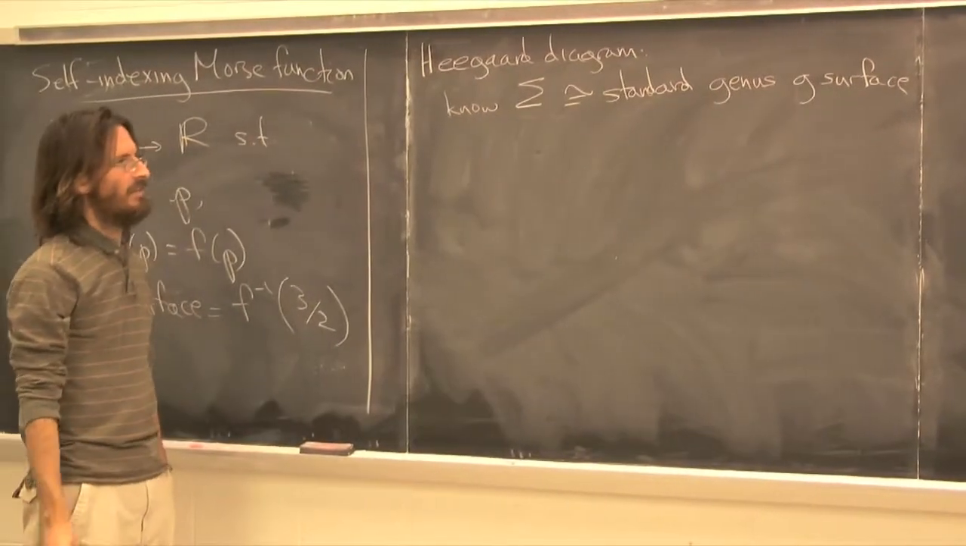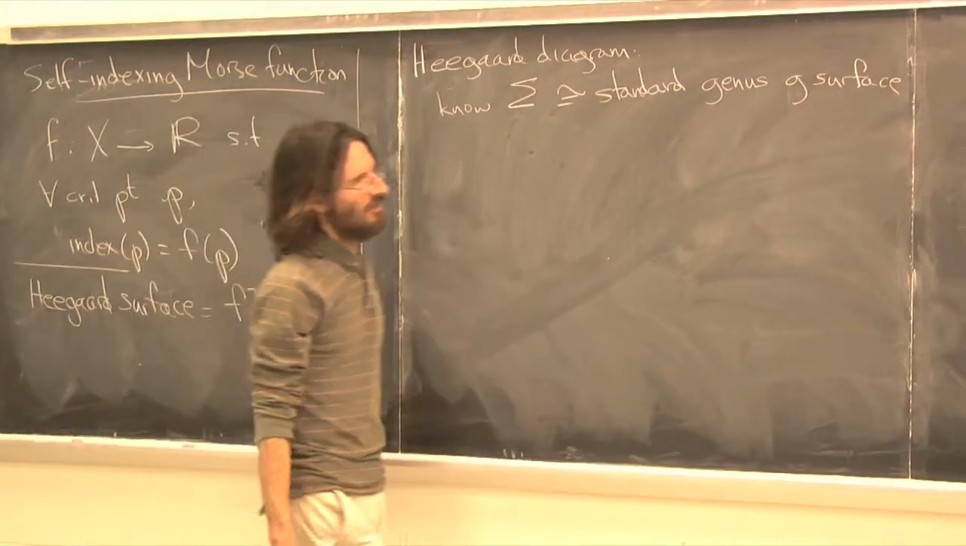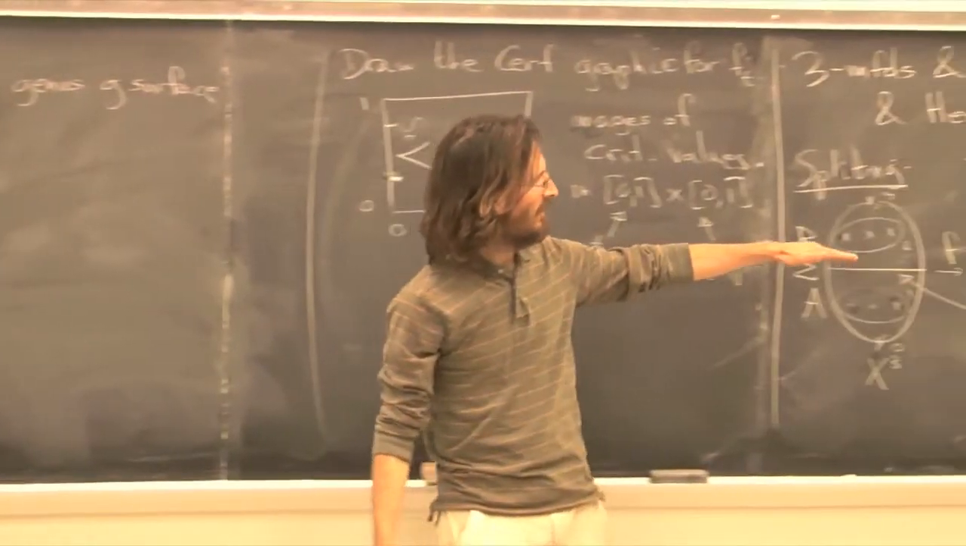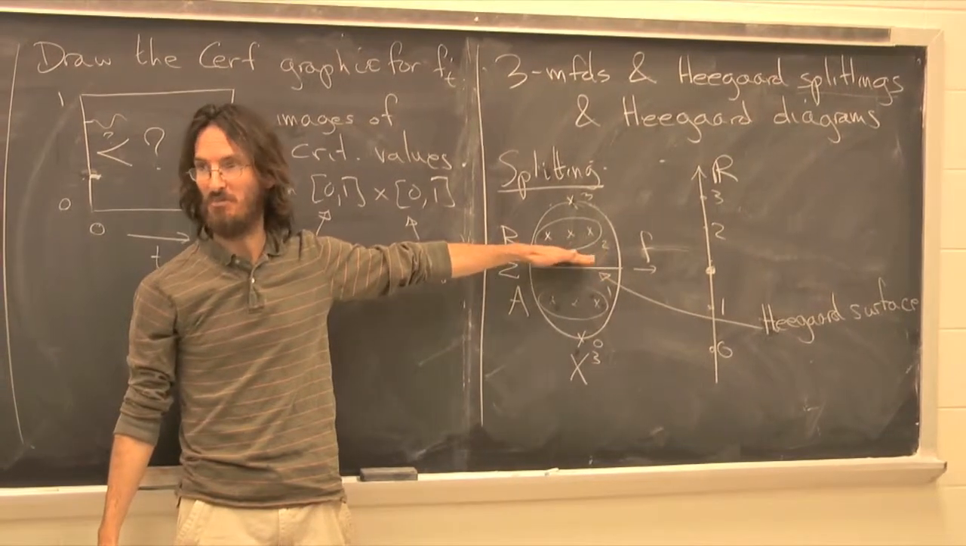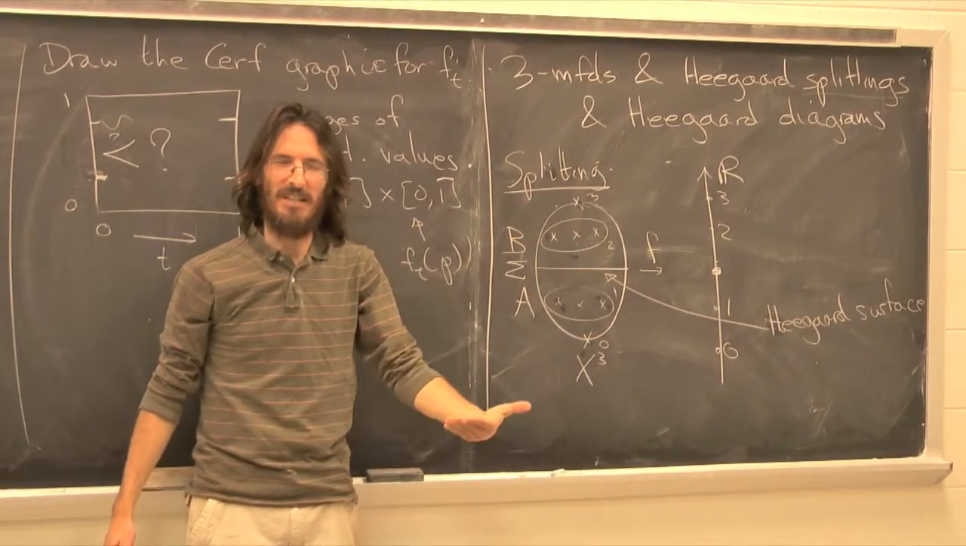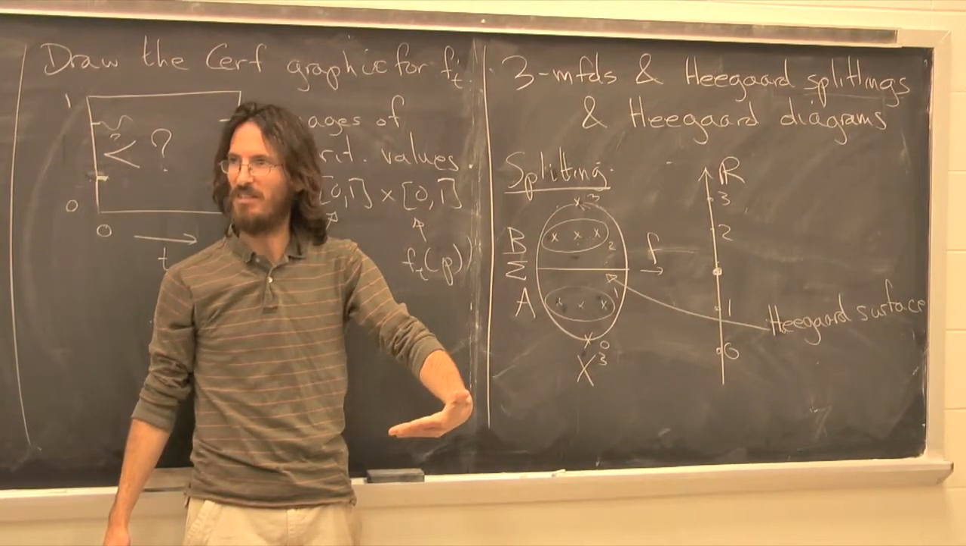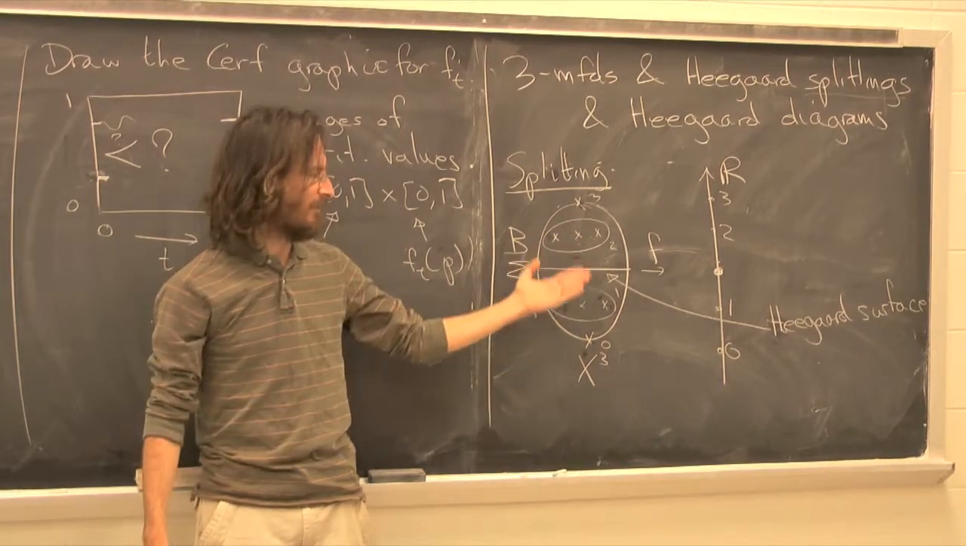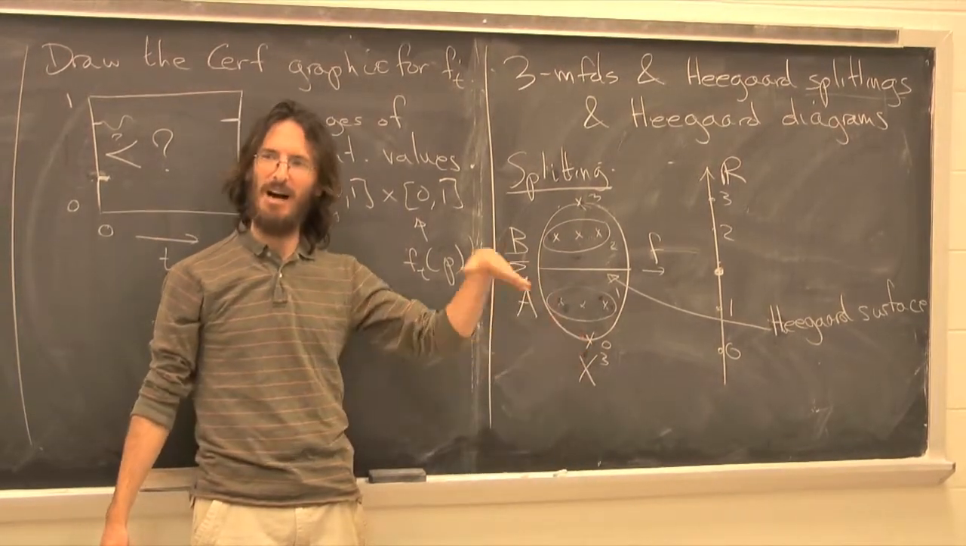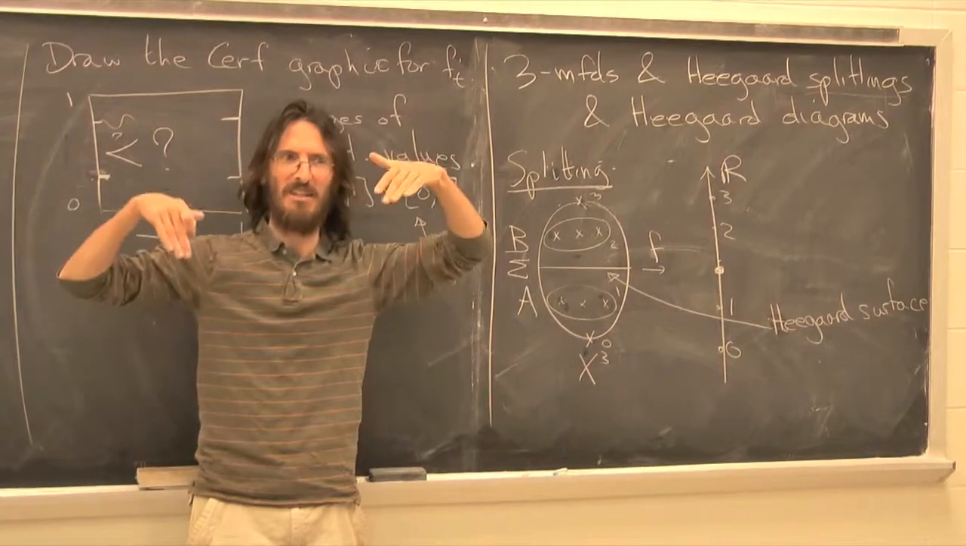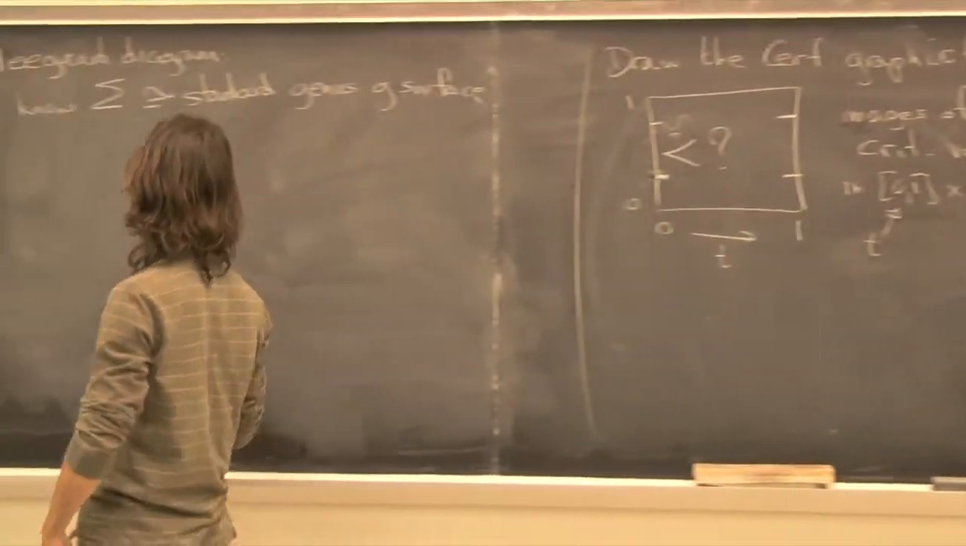And what we're going to do now is, we made one argument by turning things upside down, where we took B, turned it upside down, so the index 2s became index 1s. And that allowed us to show that B was diffeomorphic to A. I'm going to do the opposite now. I'm going to take A and turn it upside down.